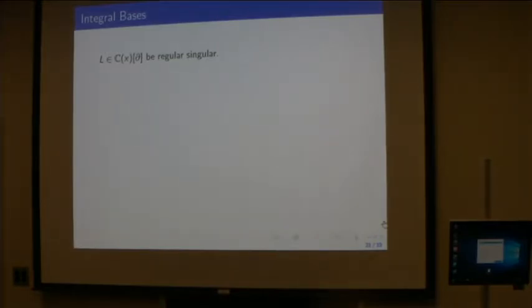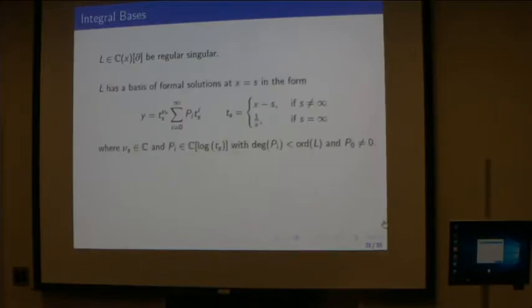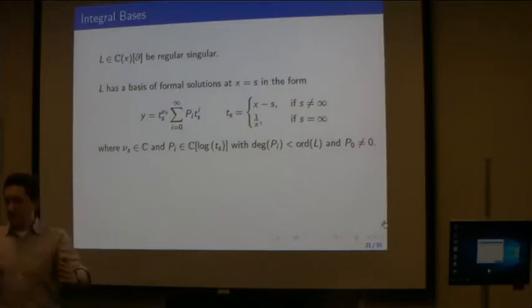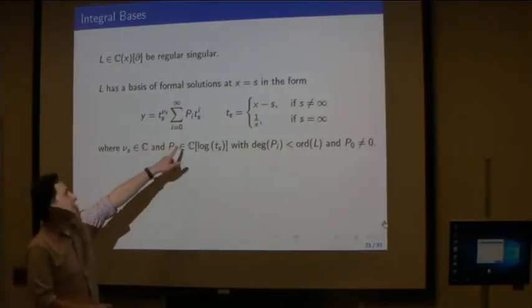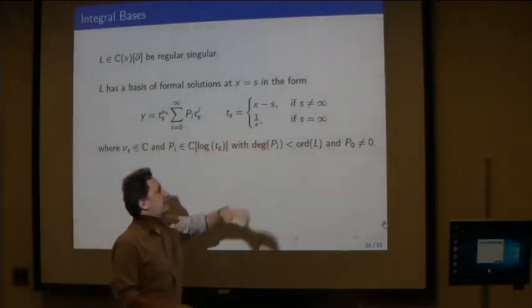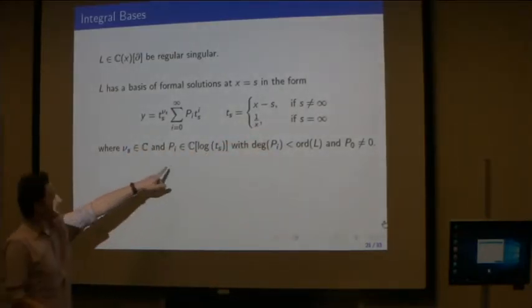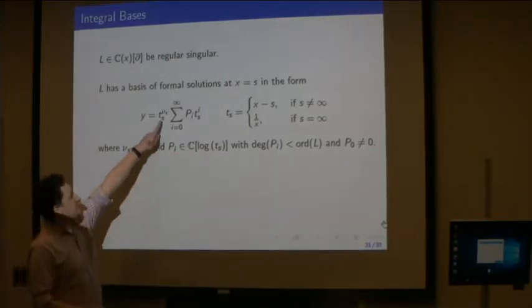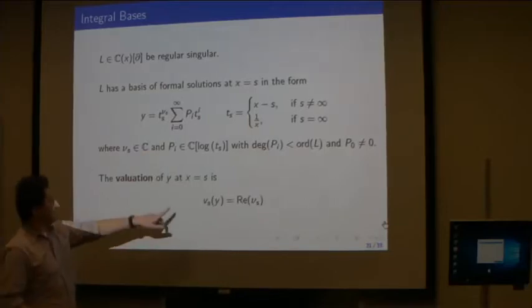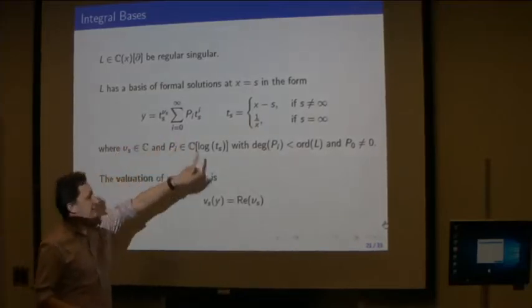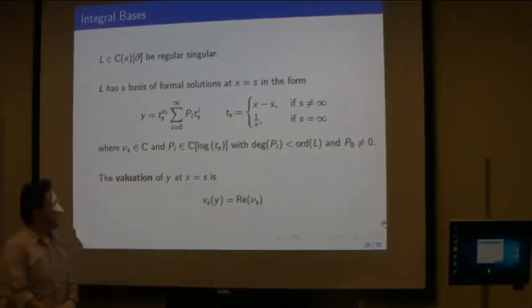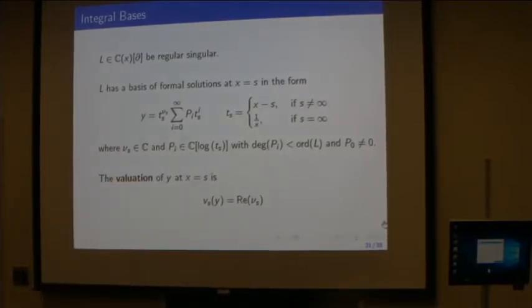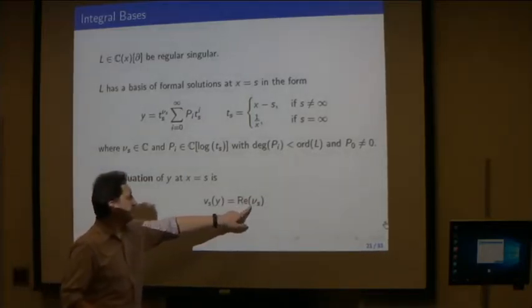We have L, let's say it is a regular singular operator, and the order might be different than 2. If you compute the formal solutions of this differential operator at a singularity, it will have a basis, and we can write these basis elements in this form. Here Ts is the local parameter x minus s, or 1 over x. We take this number and say that this is the valuation of this solution at s. Actually, we only take the real part because it might be a complex number.